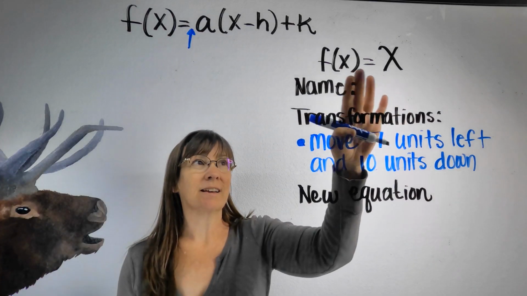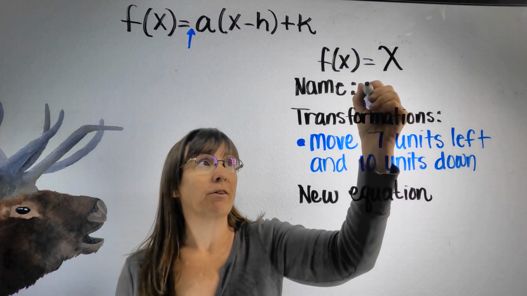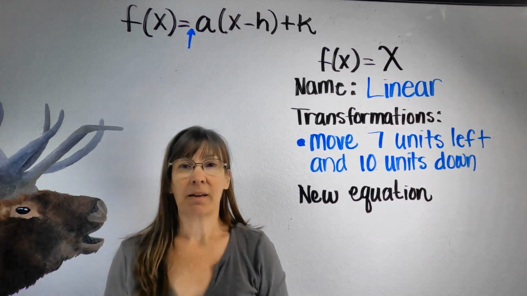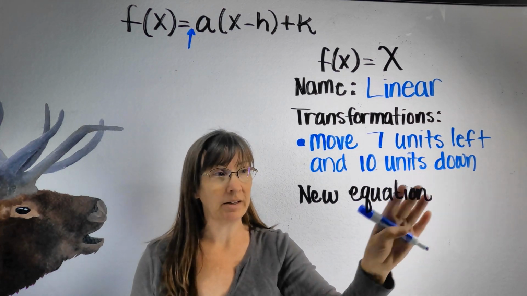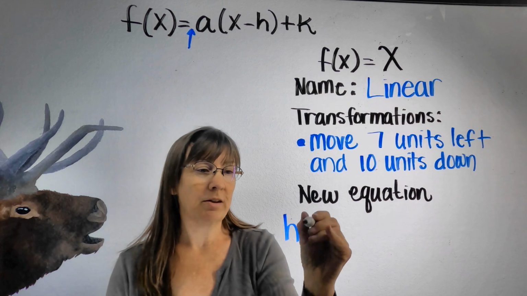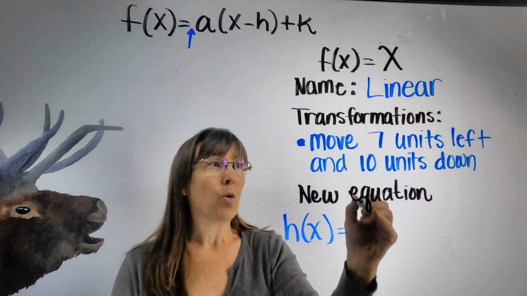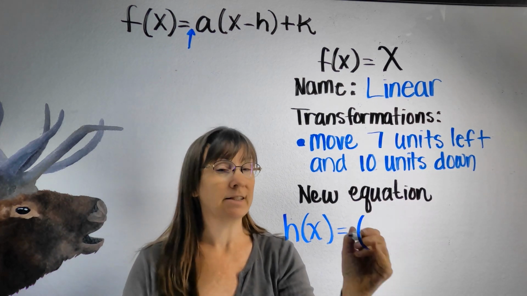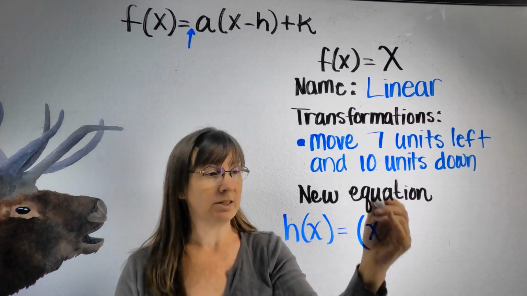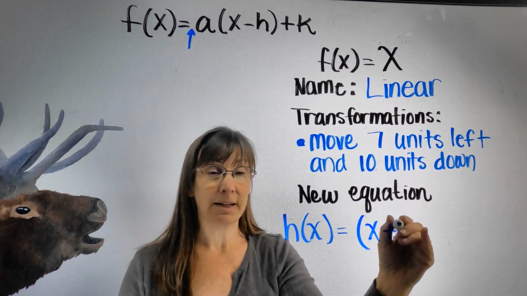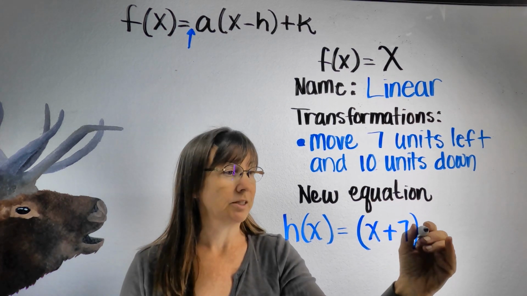This last one is f of x equals x. The name of this family is the linear function family. My transformations are to move 7 units to the left and then 10 units down. So my new equation, we'll start with naming it h of x. Okay, so 7 units to the left, that again is going to be inside of the grouping symbol because that's your left and right. My function is just x. Left would be plus 7. And then 10 units down, that's our k value on the outside.